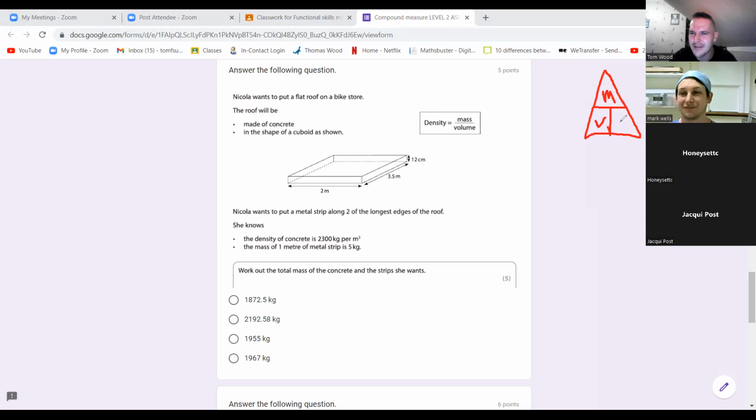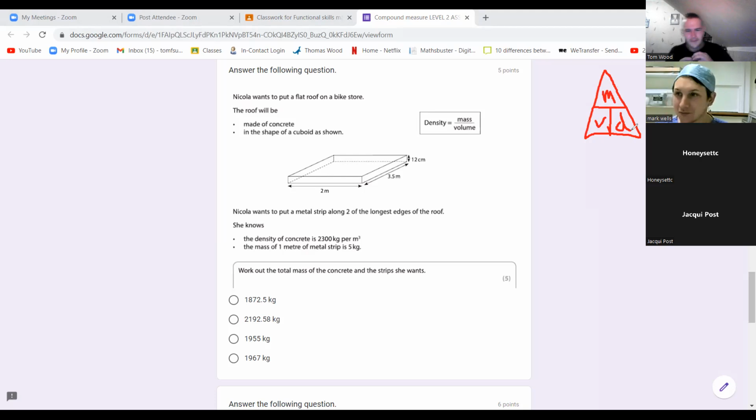Mass, volume, and density. So did you want me just to talk through this one, or did people want to have a little bit of a go on their own? For me, I'd like you to talk us through it. I don't know what the others want. Yeah, I think Mark gave a bit of a nod, like, yeah, I'm happy to listen. Right.